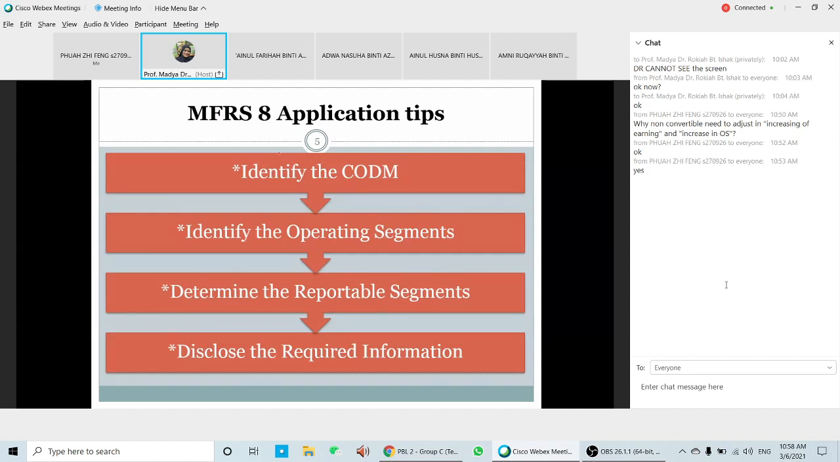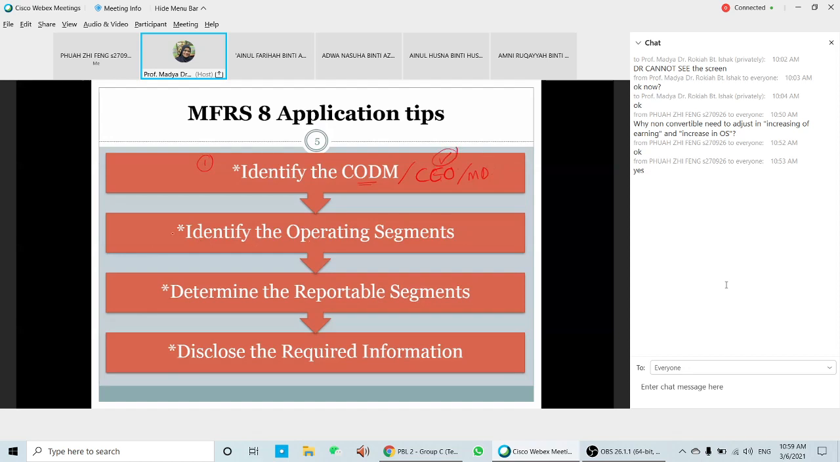Okay, so the application of the standard. To apply the standard, the first thing you need to know is who is the chief operating decision maker. Most of the time, some companies do not have this position, so they refer to the CEO of the company. Some use the managing director, the same thing. But if you have both CEO and managing director, we refer to the CEO.